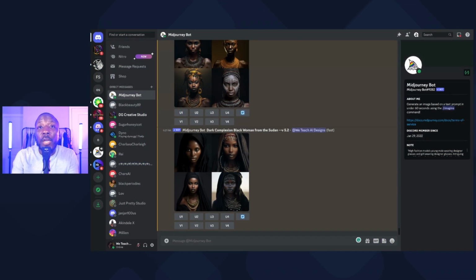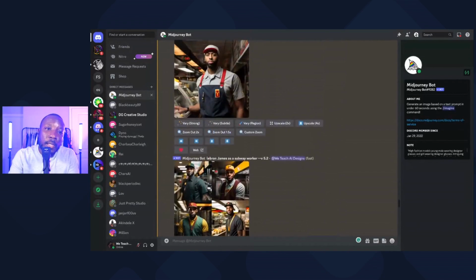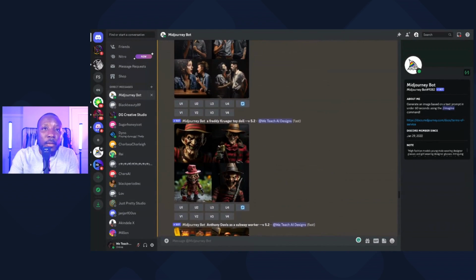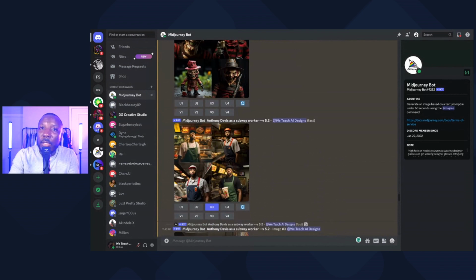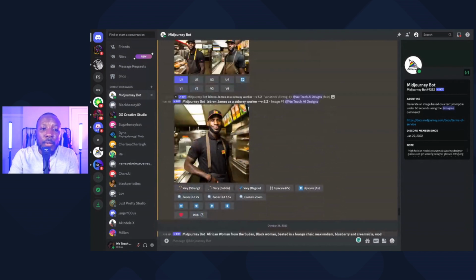Okay, boom. So we are currently in Discord. In this particular screen, we want to make sure that we are always operating in the direct messages Midjourney bot. This allows us to see our own renders, so that anything that we create doesn't get lost in anybody else's renders or generations. So we want to start there.